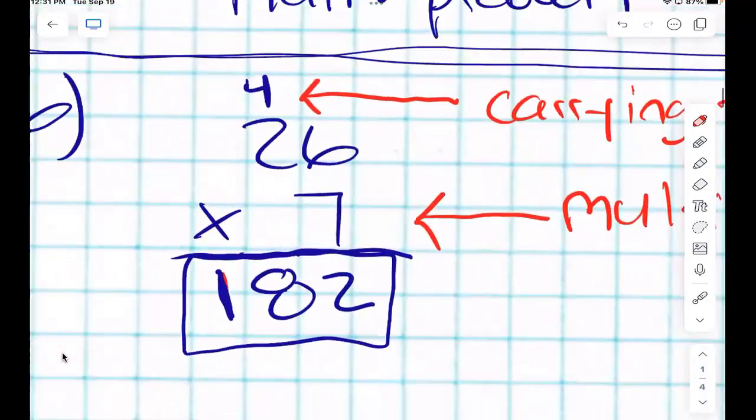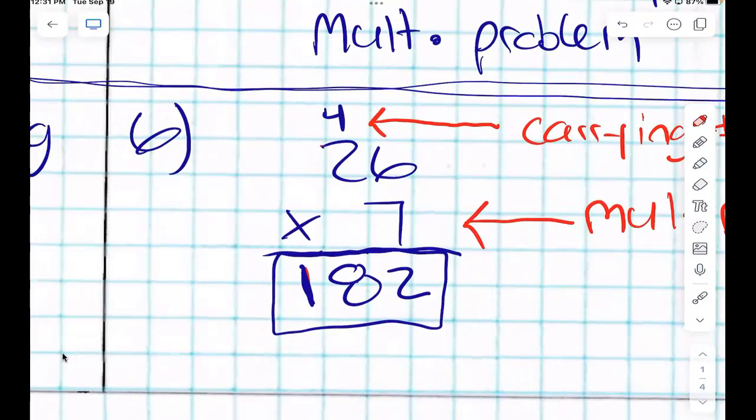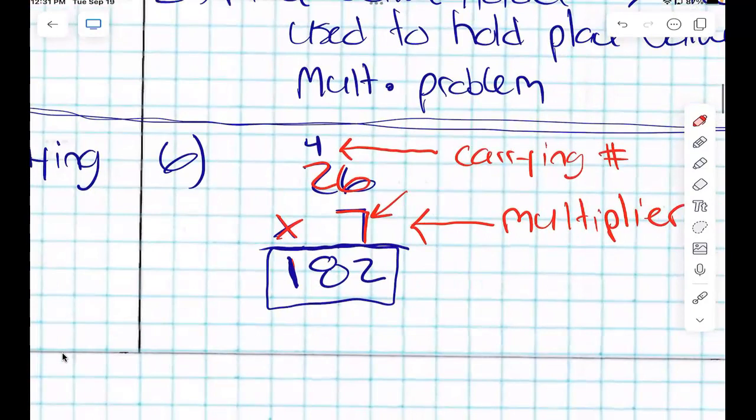Okay, now, when we were doing our notes, the first problem I gave you here in this section of the notes was 26 times 7. So I highlighted it in red. You see that? Yes. So you guys told me that this number right here was called the multiplier. And the multiplier is going to multiply the numbers above it, yes? Yes. So class, what is 7 times 6? 42. So we put down the 2 and we put a 4 up here.